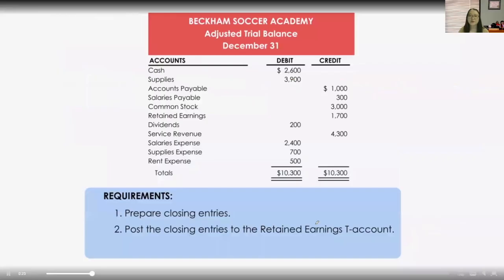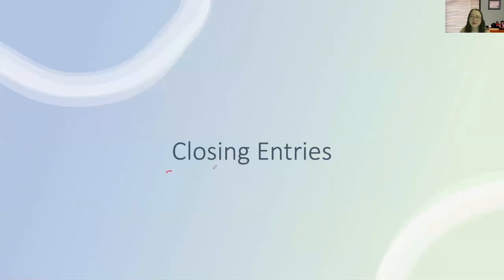Okay, closing entry. What is closing entry? Closing entry is to prepare the temporary account for the new accounting cycle. In other words, we want to zero out temporary account.